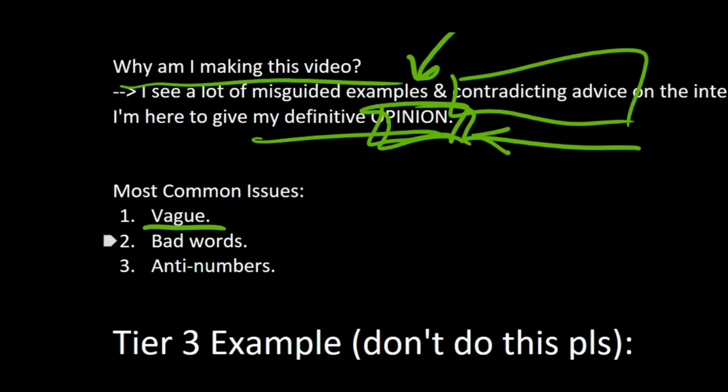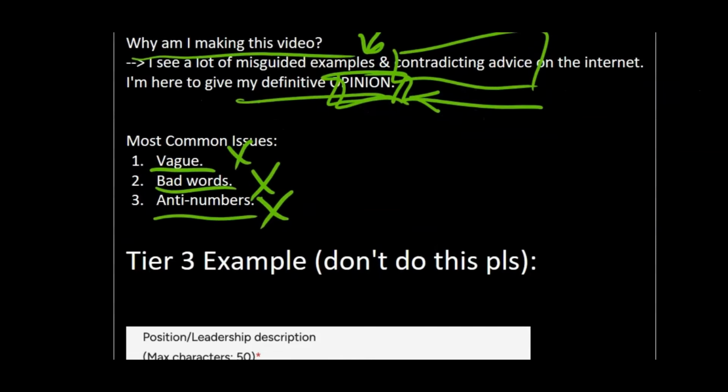Number one is being too vague. You've got to be specific with your responsibilities and impact, otherwise you're downplaying what you actually did, and that's never good. Number two, using bad words, not like cuss words, but if you did use cuss words, you're out of contention. Basically, using not strong action verbs and also not maximizing your characters, like writing unnecessary things. We're going to have an example later that I'm going to show you. Number three is being anti-numbers. Numbers are your best friend for extracurricular descriptions, so use them.